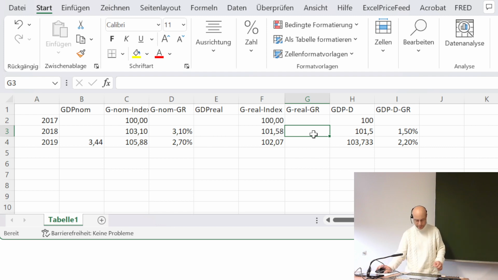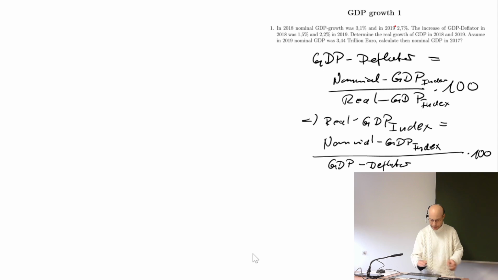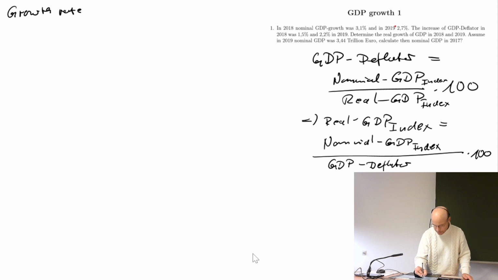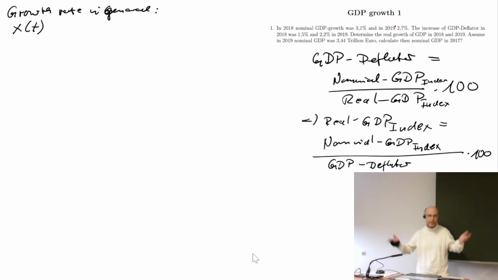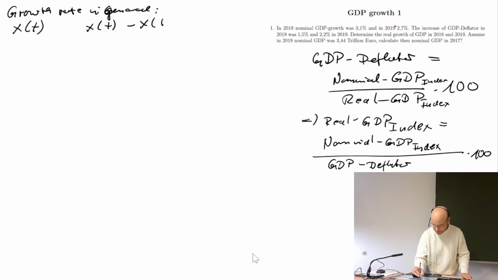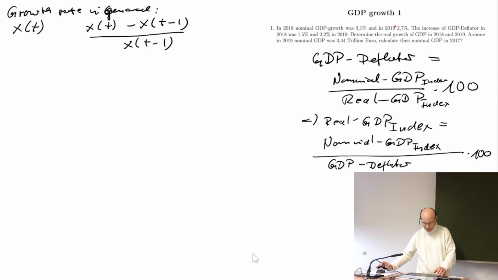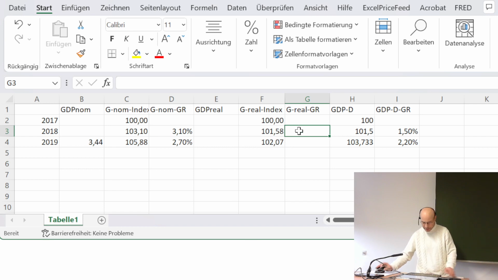Yes, definitely. So in general, we have to know how to calculate a growth rate. In general, let's take x of t. X is our number, x are prices, our GDP, our unemployment, revenue, profits, whatever you want. And so the growth rate of x is x of t minus x of t minus 1 over x of t minus 1.